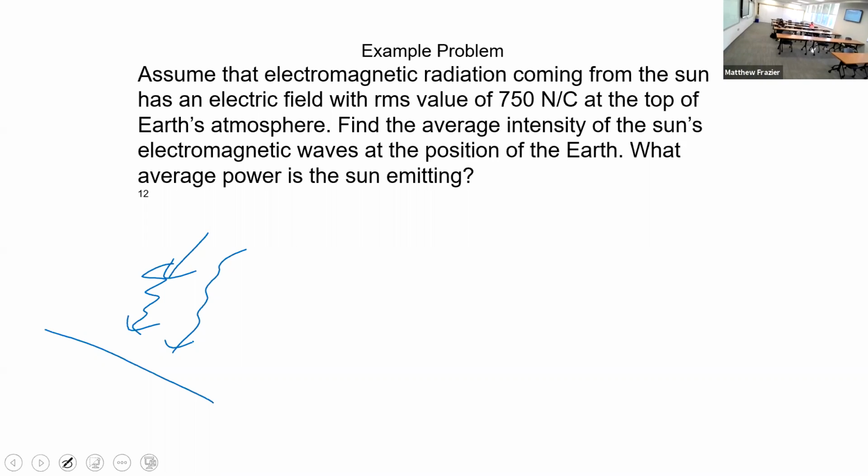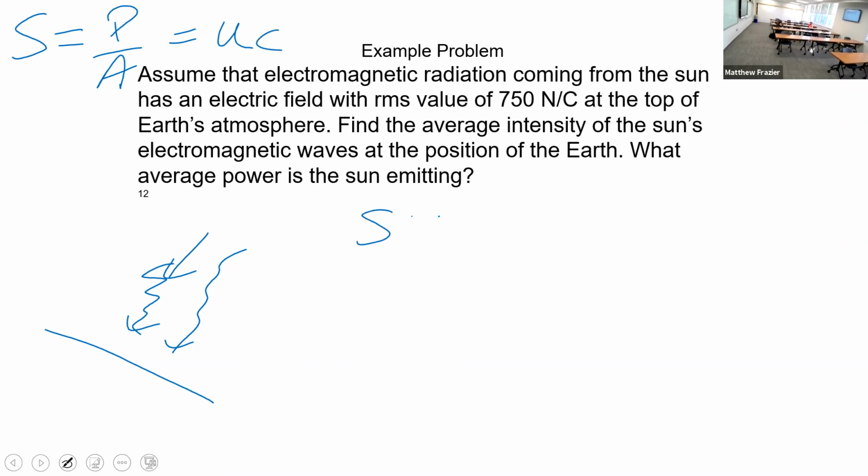So for it to be effective, you have to get enough light. And so the idea is we have some light that has an electric field value. So the idea is to calculate the intensity of the light hitting, right? And so that's pretty straightforward. We would do it from our derivation before.